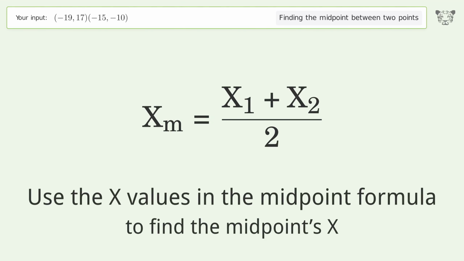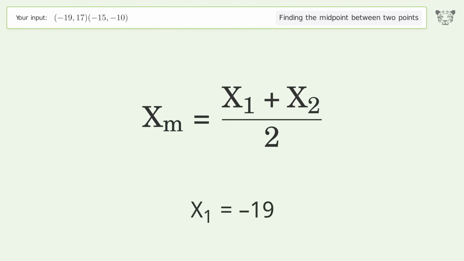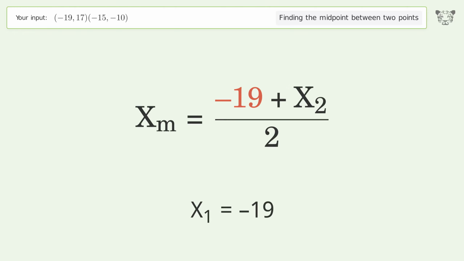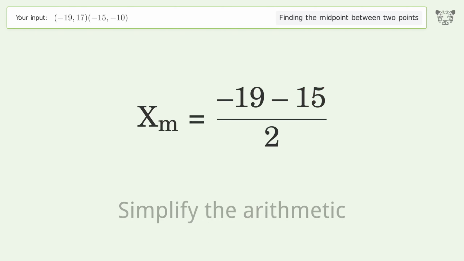Use the x values in the midpoint formula to find the midpoint's x. x1 equals -19. x2 equals -15. Simplify the arithmetic.